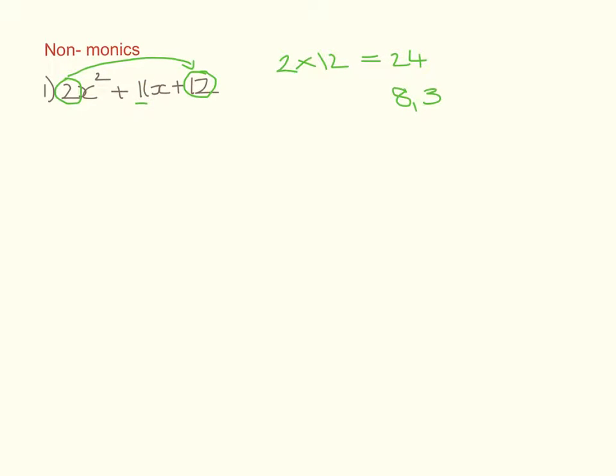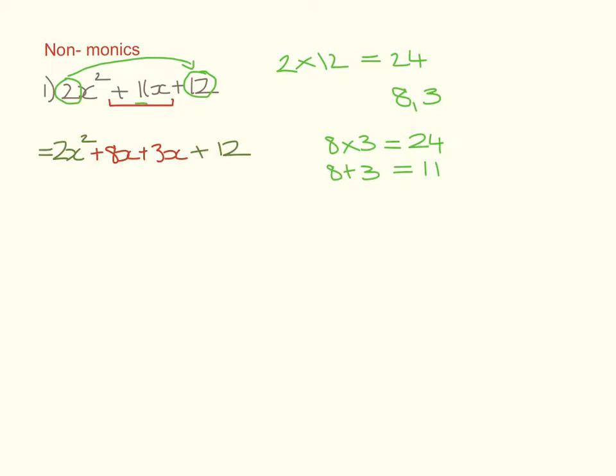So 8 and 3, they're good ones. 8 times 3 is 24, and 8 plus 3 is 11. That's perfect. Now my second step is to break down this middle term, the 11x, into two separate terms. So 2x squared plus, instead of writing 11x, I'm going to write 8x plus 3x. I haven't changed the expression at all. I'm just writing it slightly differently because this will help me factorise. And don't forget the 12 at the end. Alright, so now I've got 4 terms.